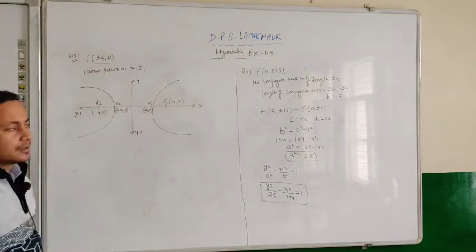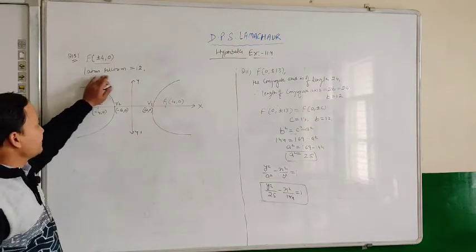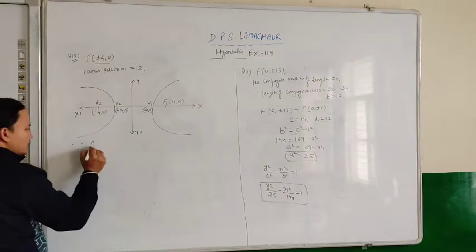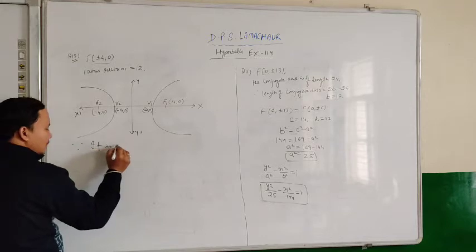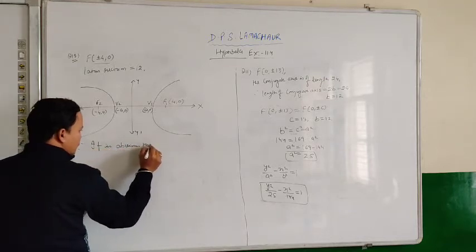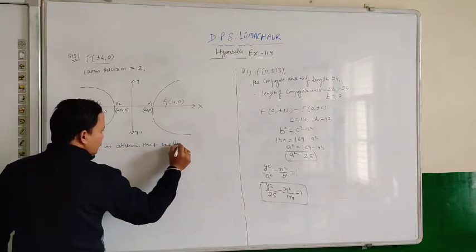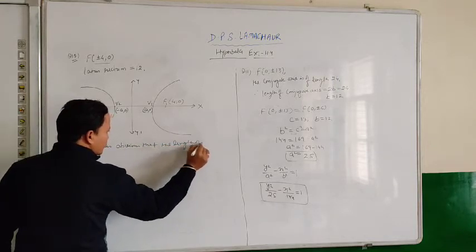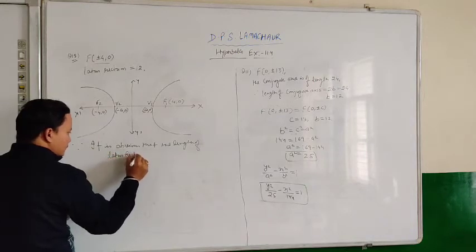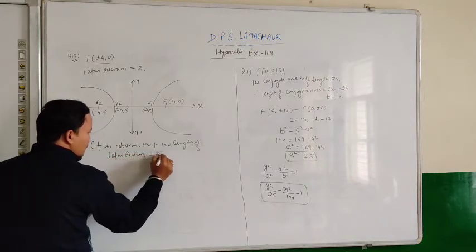Now what else have we been given here? The length of latus rectum is 12, and we know that the length of latus rectum is equal to 2b square upon a.